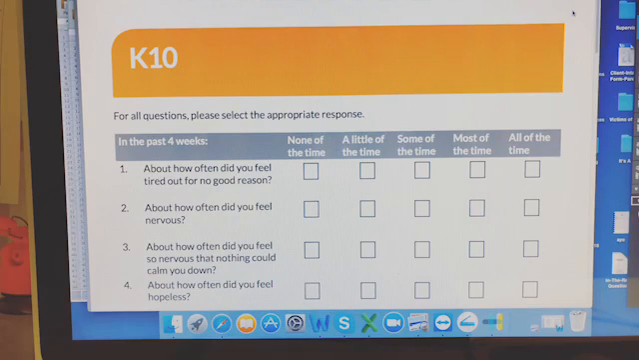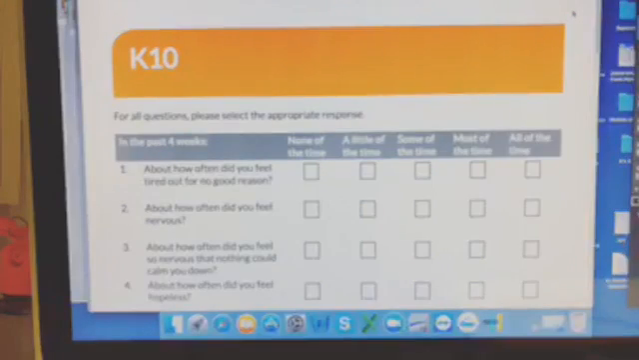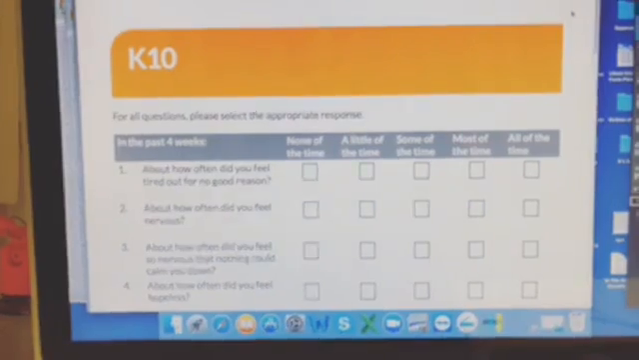Both the DASS 21 and the K10 are available in the public domain. I'll just turn the camera around again. Do feel free to go and have a look at them. But of course, like with anything, probably not a great idea to be jumping online and trying to diagnose yourself.